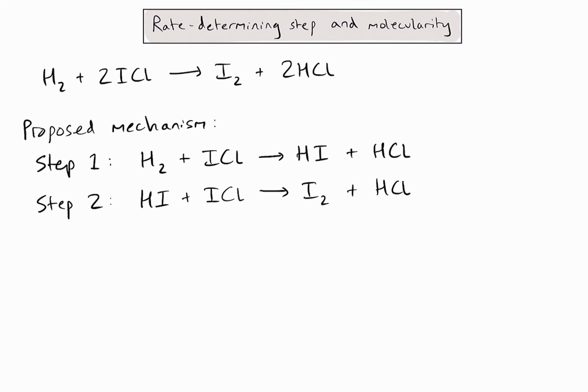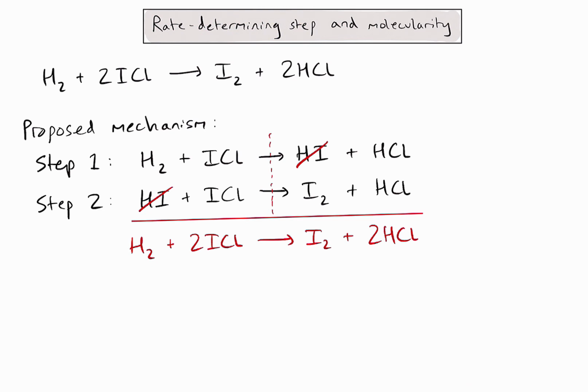It's worth checking that when we add these two steps together, we end up with our overall reaction equation. So let's add these two together and make sure we get our equation above. I'm going to add everything on the left of the arrows and everything on the right of the arrows and cancel out anything on both sides. Yep, that looks good. So let's now compare our experimental rate data with our mechanism and see if the experimental data supports it or not.